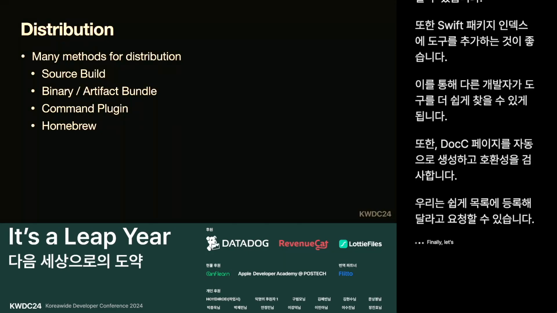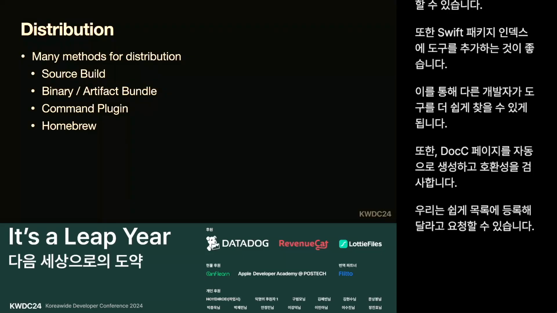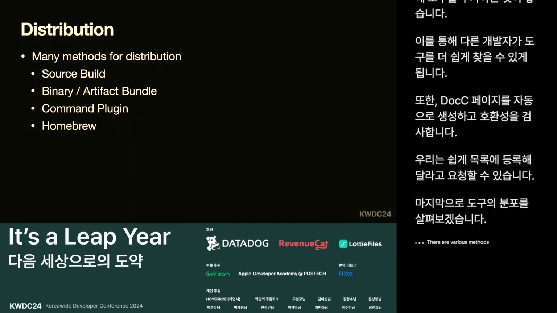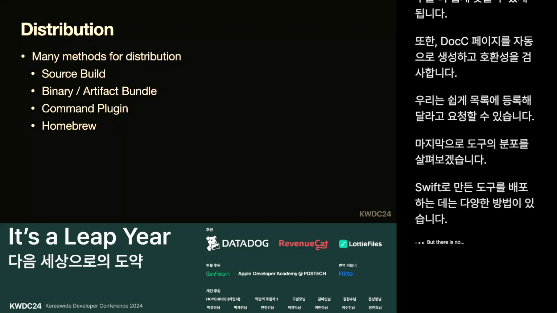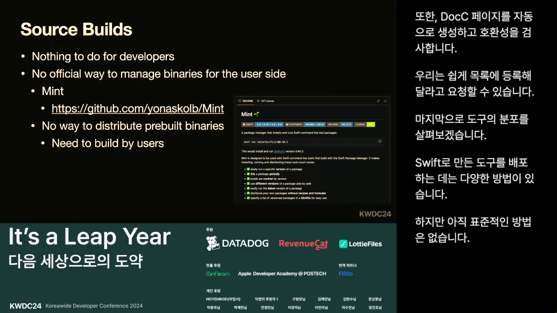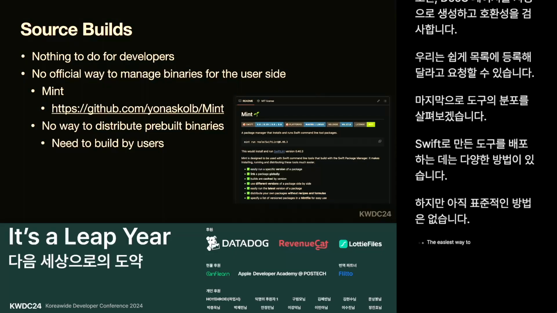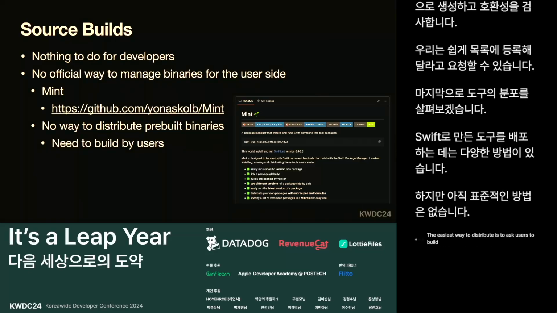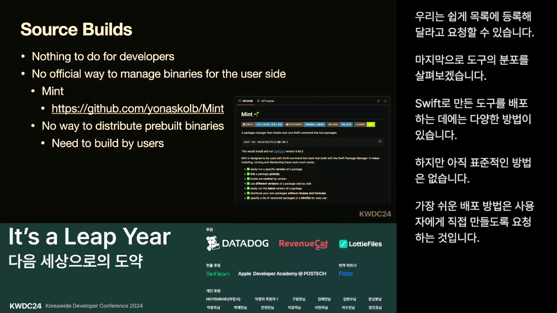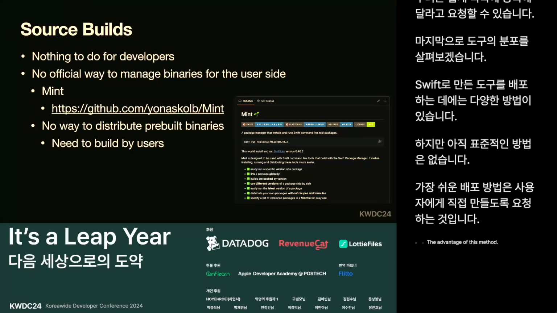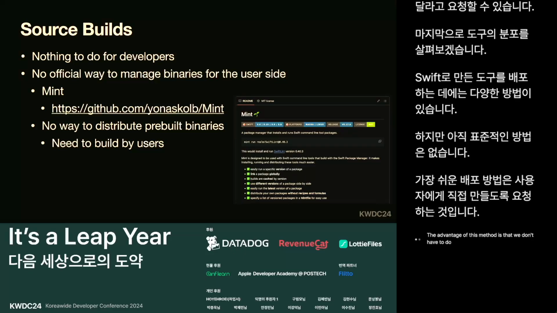Finally, let's take a look at the distribution of tools. There are various methods for distributing tools created in Swift, but there is no standard method yet. The easiest way to distribute is to ask users to build it by themselves. The advantage of this method is that we don't have to do anything.